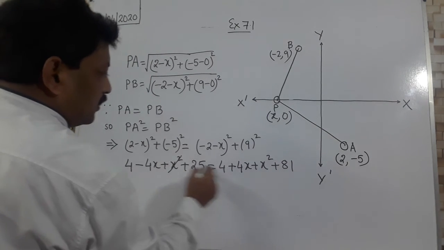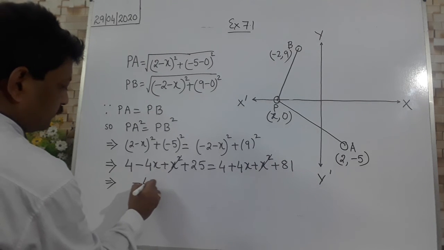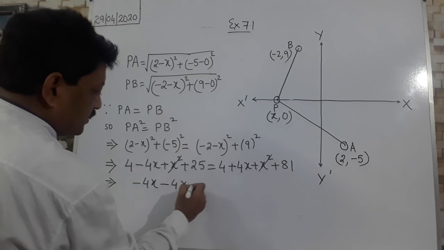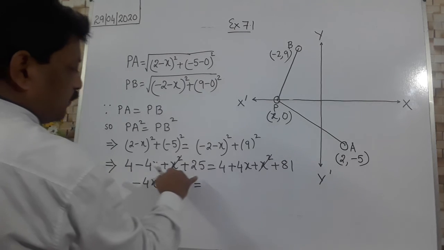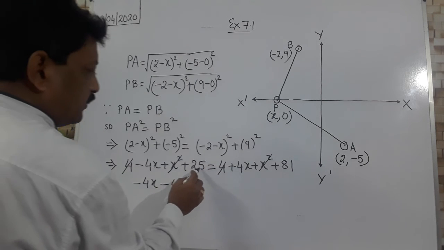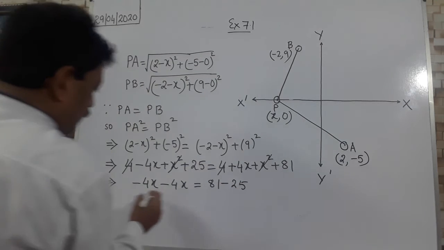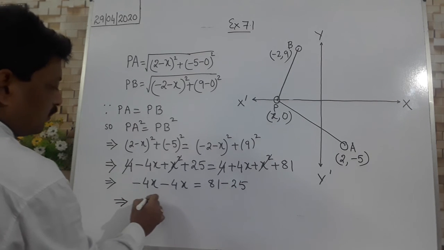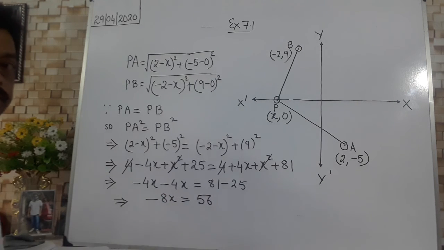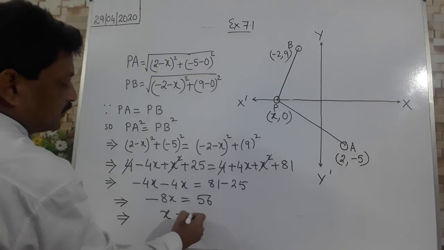Now we can cancel x square from both sides. So this minus 4x and this plus 4x will become minus 8x on this side. And here it is 4 plus 25, I can cancel 4 also. So 25 will go to that side and it will become 81 minus 25, or we can say that minus 8x is equal to 56, which implies x is equal to minus 7.